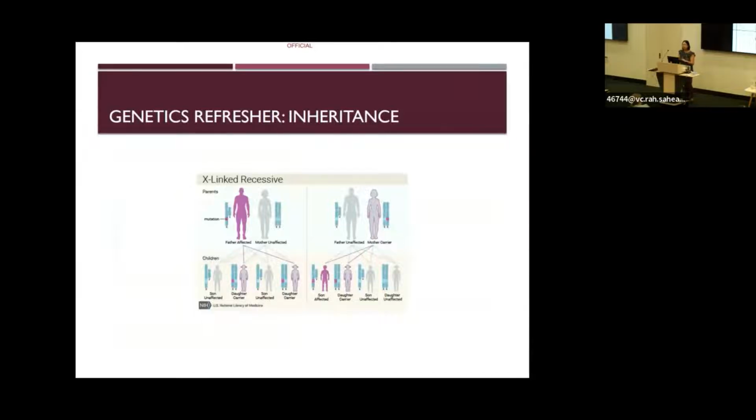X-linked is similar but special in that males only have one X chromosome, whereas females have two. So unfortunately for males, if your one copy of your X-linked gene has a pathogenic mutation, you'll get disease. Whereas females, we've got a backup copy, so it's a little bit different.